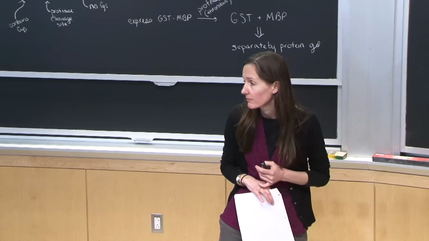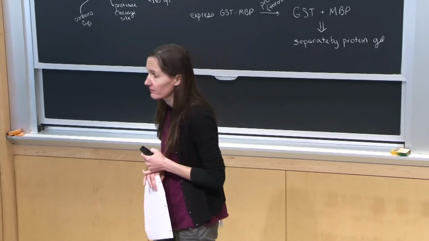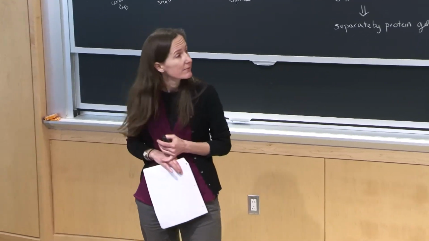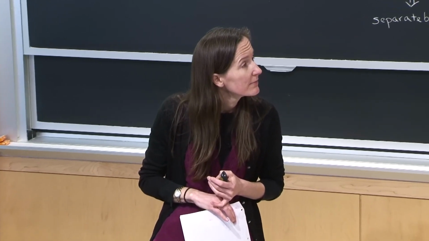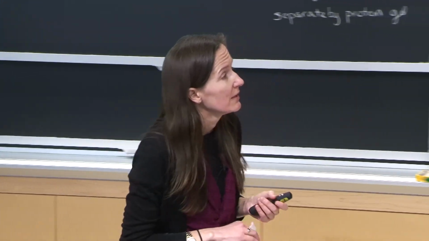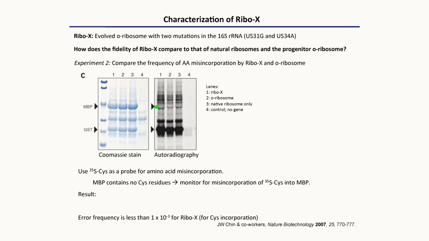You're going to have some misincorporation into MBP. It's very much less compared with GST, but the little band in MBP could be some amino acid misincorporation. Okay, is that band MBP? Do we know that definitively in this gel? Not necessarily, because the Coomassie band's a lot wider, so it could be slightly smaller molecular weight than MBP.